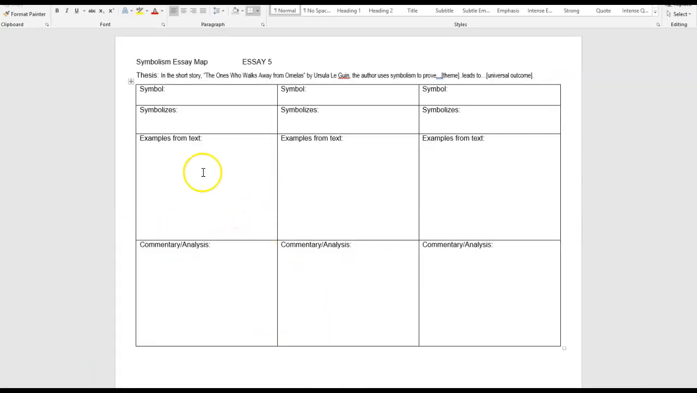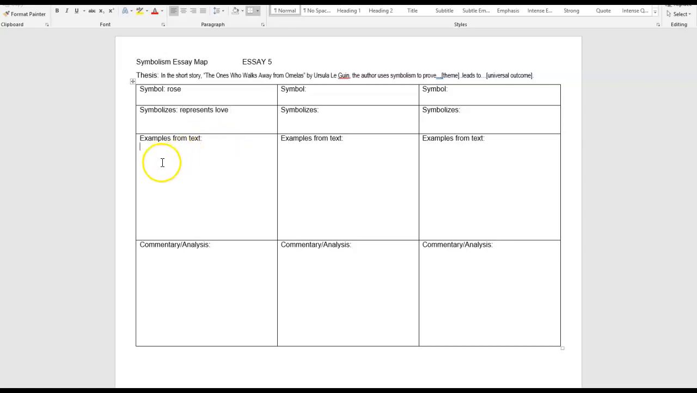Let's look at your map, okay? The first thing I want you to do is list the symbol. Then you'll have to tell me what that symbol symbolizes or represents. So again, here's my example. If there was a rose used in the story, which there's not, but if there's a rose used in the story and I say it represents love, right?